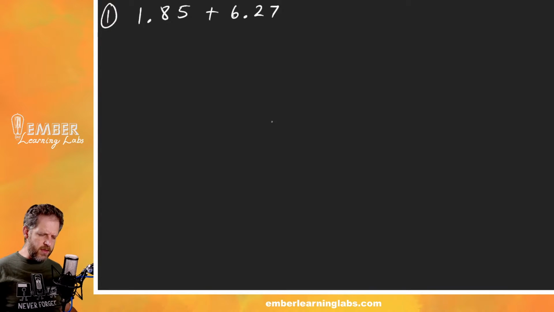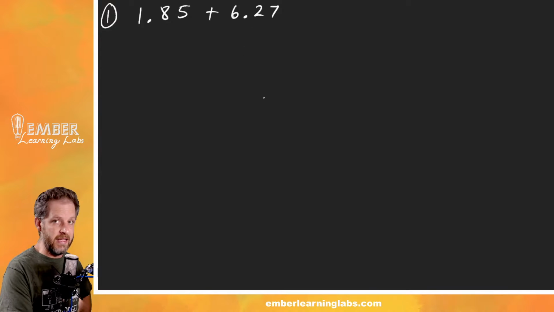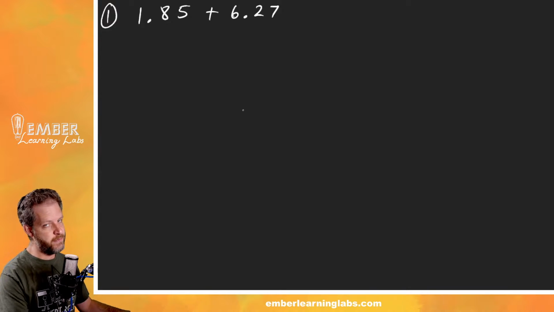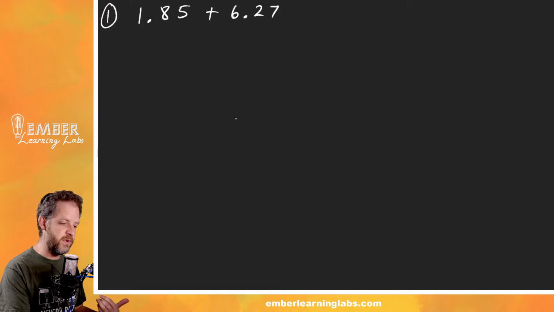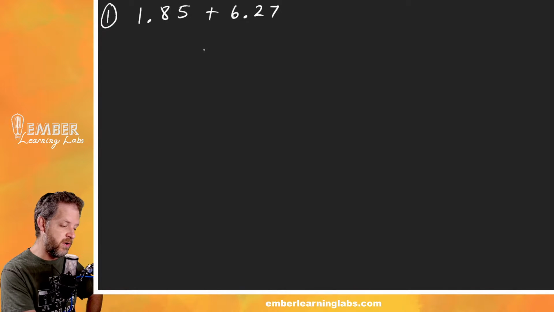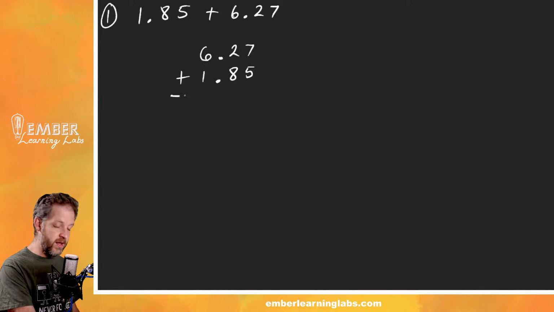So the first plan here is to stack them. I like to write the numerically larger number on top when we stack them. What do I mean by numerically? Pretending there are no signs, negative or positive, at first. When we're adding and subtracting, it's important that we line up the decimal place, right? So 6.27 plus 1.85.